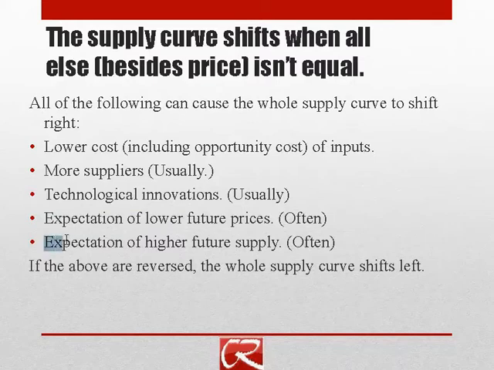And if they expect a higher future supply, of course, we'll see later in chapter 4 that a higher future supply will tend to drive down prices. So if they fear there's going to be a bunch of competitors that come into the market next year, they might be trying to dump their inventory now before prices decline. As it says here, if any of the above are reversed, then instead of the supply curve shifting right, the supply curve will shift left.